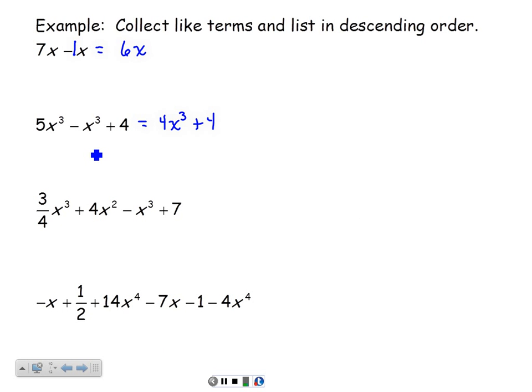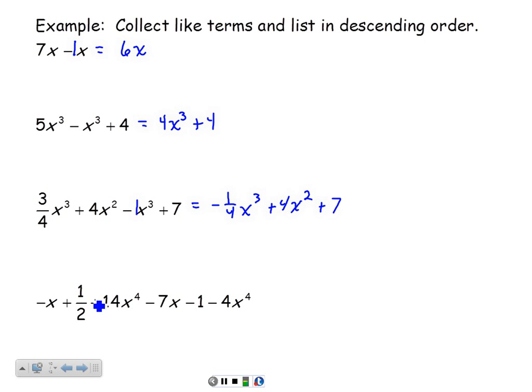The next one, again, start with the highest exponent. So we have 3/4 x to the third minus 1 x to the third, which is going to be negative 1/4 x to the third. And then we have a positive 4x squared. We don't have anything to combine it with. There's no other like term, so we'll just bring it over. And the same with the plus 7.